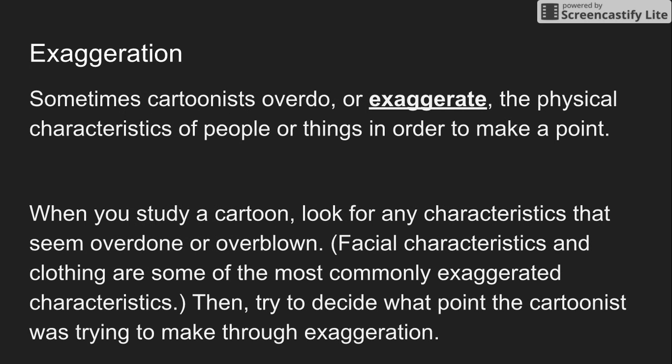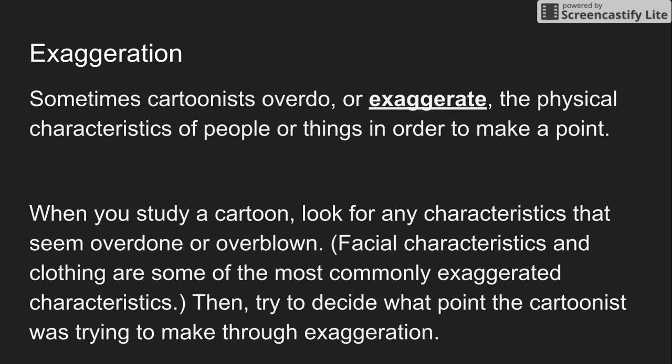Okay, number 2 is exaggeration. That's when a cartoonist overdoes something. They exaggerate or overemphasize either the characteristics of a person or the characteristics of a thing. The last thing that's really important not to forget is that oftentimes they do this to make a point. You can take a pause and read the tip about how to spot it.